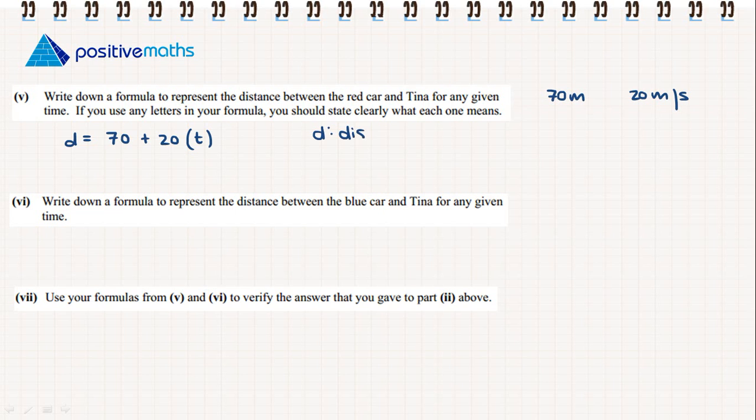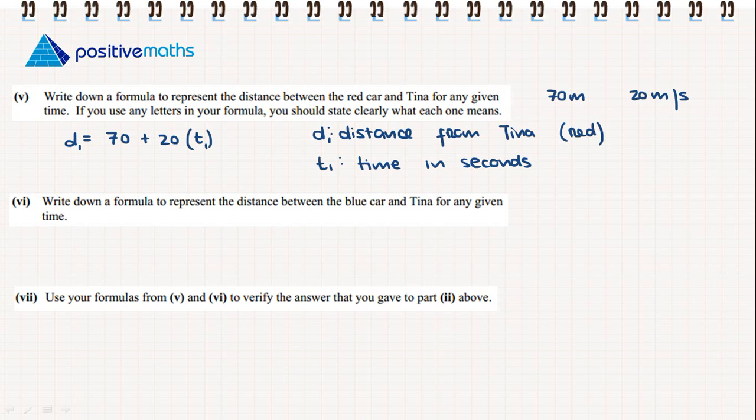So we're saying that d is equal to distance, and we'll call it d1 actually. d1 is the distance from Tina, and this is for the red car. And t1 is the time in seconds.